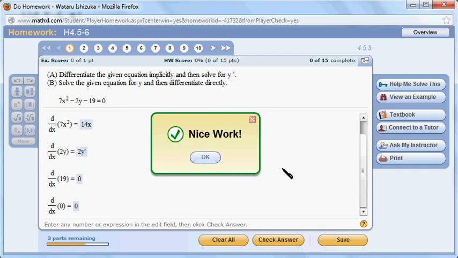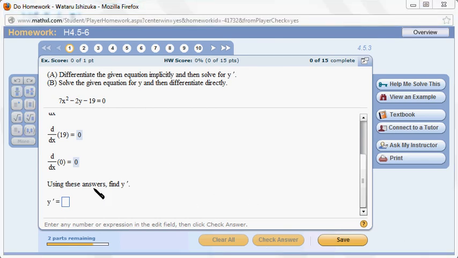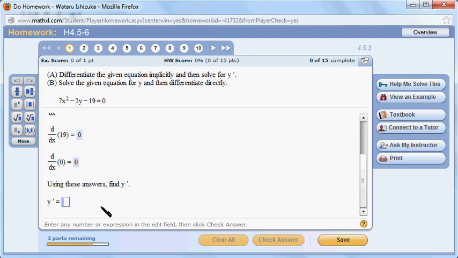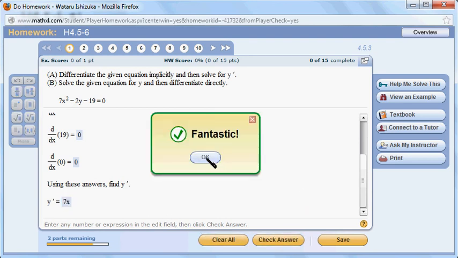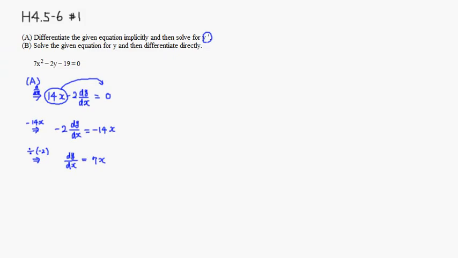We got that. All right, so y prime came out to be, what was it? It was 7x. Oops, I have to type it in, 7x. Then check the answer. We got that. So part B, we have to solve for y. So let's do that.